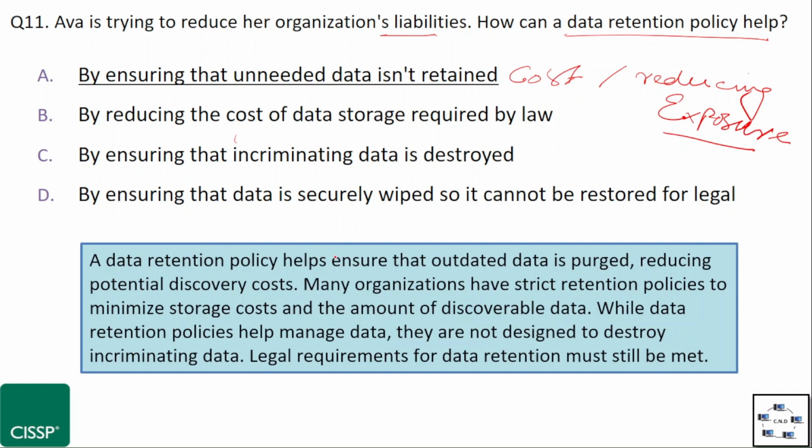So a data retention policy helps ensure that old data is purged, reducing potential discovery cost. Many organizations have strict retention policies to minimize storage cost and the amount of discoverable data. While data retention policies help manage data, they are not designed to destroy incriminating data. Legal requirements for data retention must still be met.